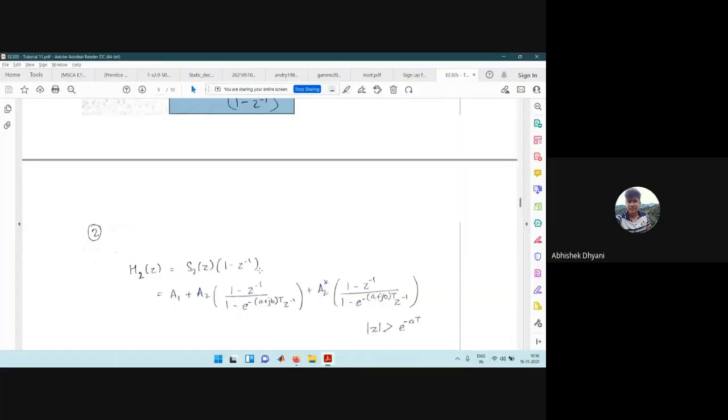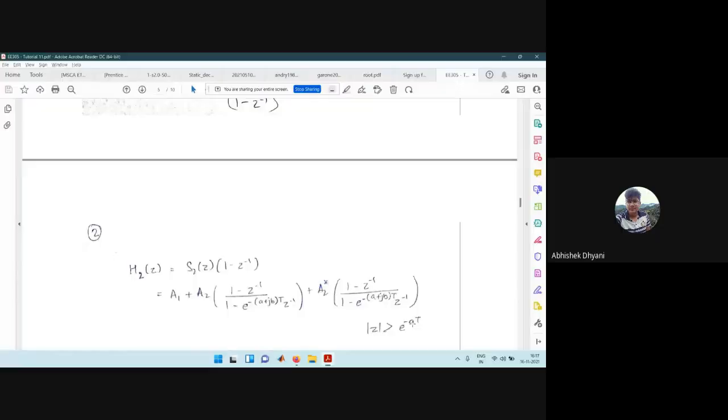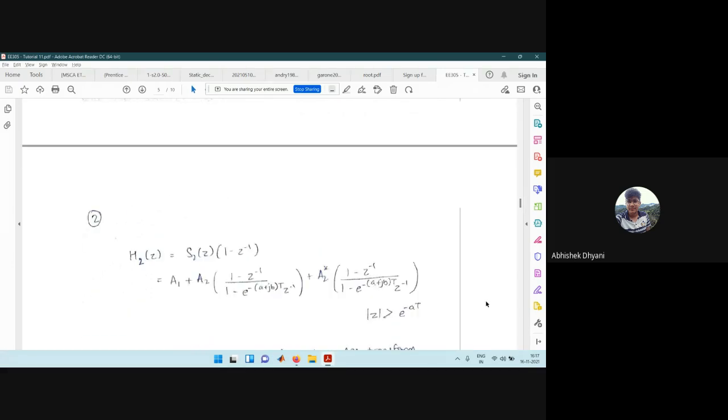So that means I have just multiplied this S2(z) with 1 minus z inverse. And for this, the numerator and denominator will cancel out. And for all the other terms, it will be present here, right? Because with A1, I had 1 minus z inverse in the denominator. So with that, I'll get H2(z), and I can also write down the region of convergence, which is mod z greater than real part of A, and that is why there is only e raised to the power minus A times T. So this was the first question.